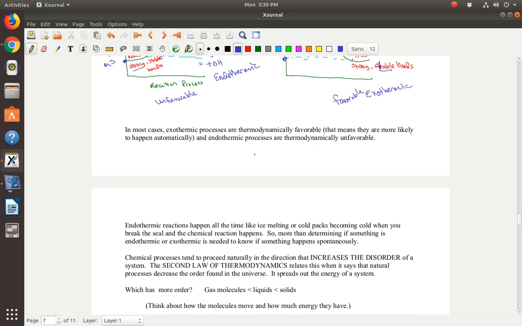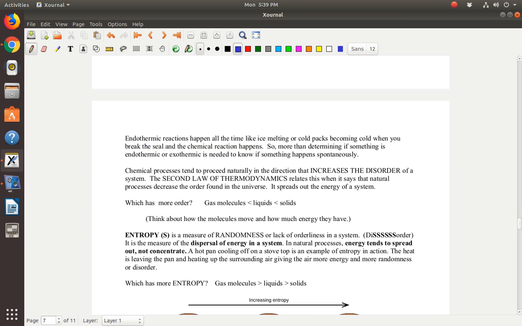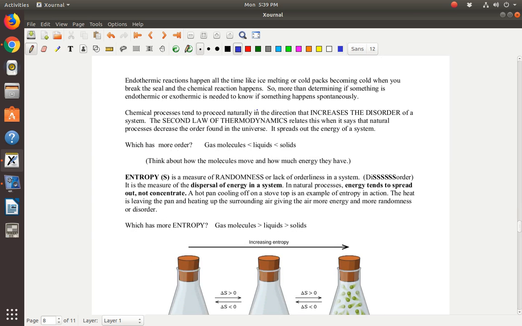Okay, in most cases, exothermic processes are thermodynamically favorable. That means they're more likely to happen, and endothermic processes are thermodynamically unfavorable. But there are other things that happen. Endothermic reactions happen all the time, though, like melting ice. That's endothermic. Those cold packs where you break the seal and you have a chemical reaction, it feels cold, so it's endothermic. So determining more than if it's endothermic or exothermic is needed to figure out if it's going to happen spontaneously. There are other factors involved, and we're going to start to learn about those.